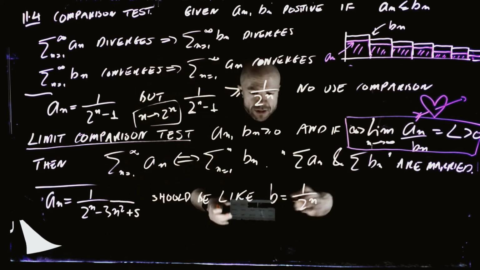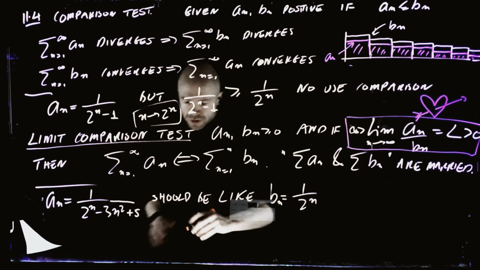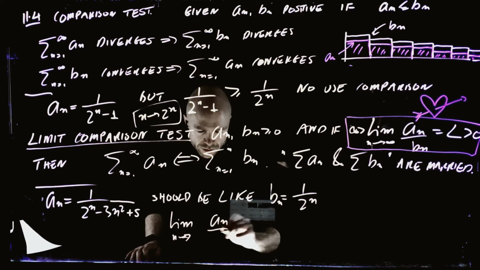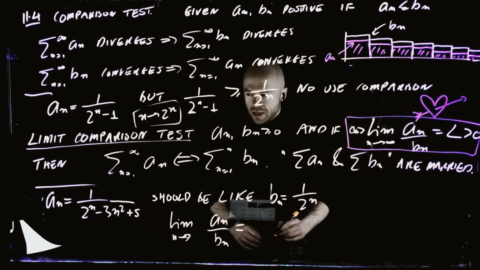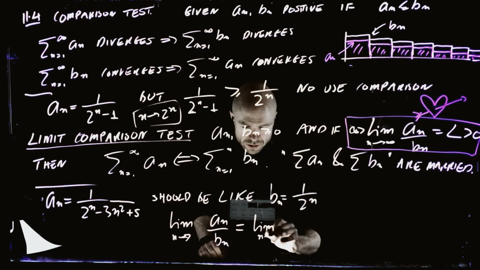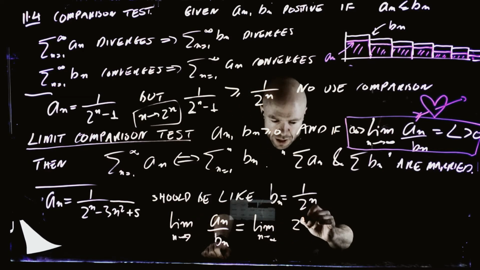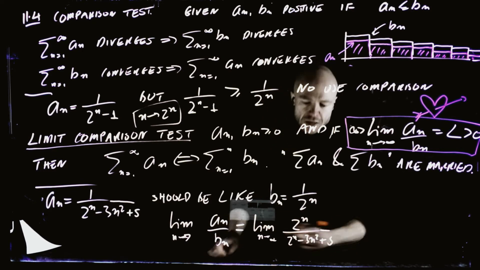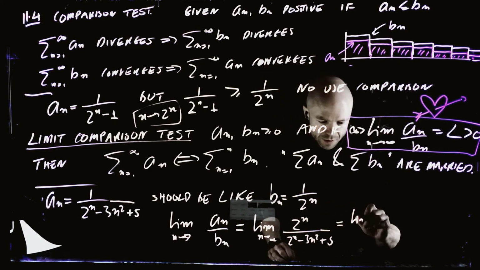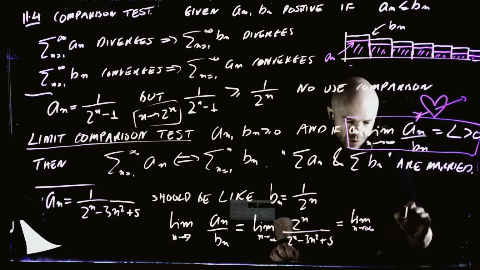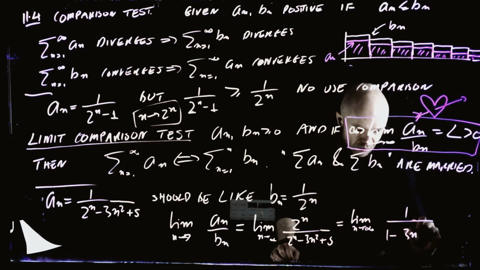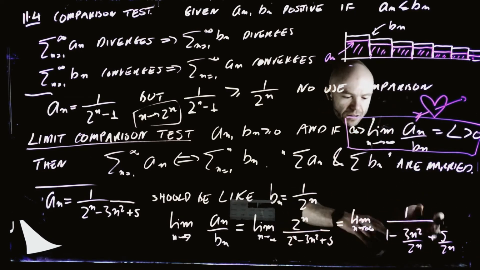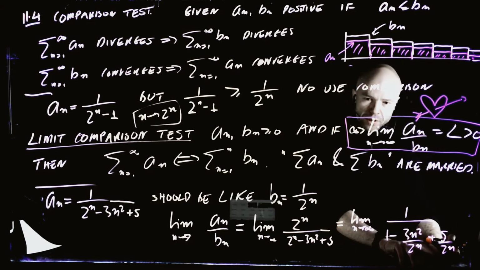And indeed, if we try and see that this is true by taking the limit as n goes to infinity of an over bn, then what do we see? That is the same as the limit as n goes to infinity of 2 to the n over 2 to the n minus 3n squared plus 5. And then we factor this 2 to the n from top and bottom. That's the limit as n goes to infinity of 1 over 1 minus 3n squared over 2 to the n plus 5 over 2 to the n. And we see that this thing has to go to 1 because this term is going to 0 and this term is going to 0.